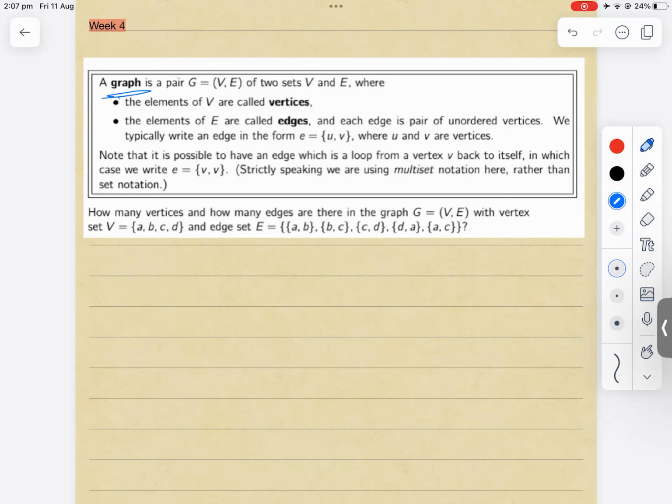A graph G includes vertices and edges. The vertices are the elements, and the edges are the connections between the vertices. We typically write an edge in this form, where U and V are vertices: U is a vertex, V is a vertex.